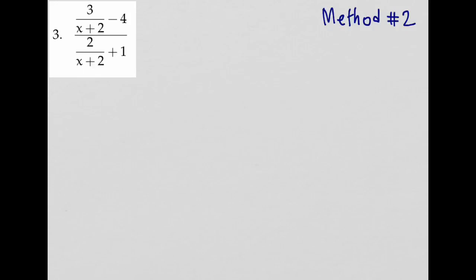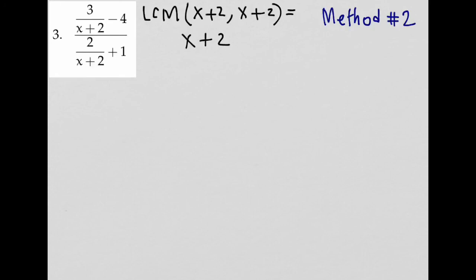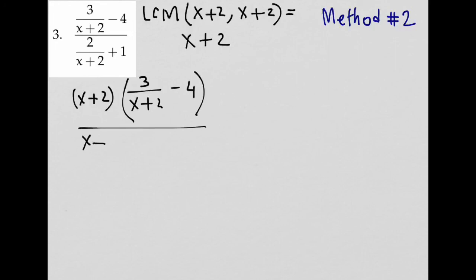Using method 2, we need the LCM of all of the denominators, namely x plus 2, x plus 2. Well, that's x plus 2. So we multiply the numerator and denominator of our complex fraction by x plus 2. X plus 2 times 3 over x plus 2 minus 4, divided by x plus 2 times 2 over x plus 2 plus 1.